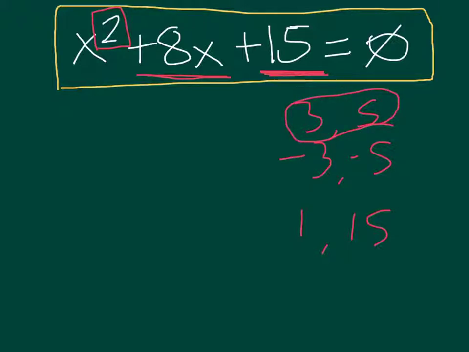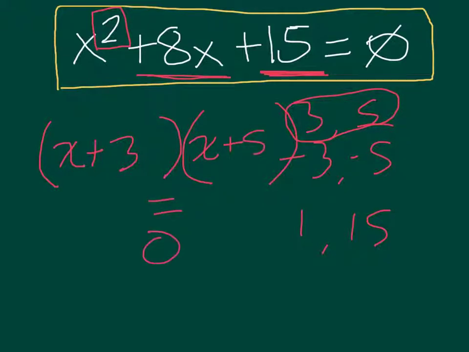So you're going to set up an equation here with two sets of parentheses. With x plus 3 and then x plus 5 equals 0.